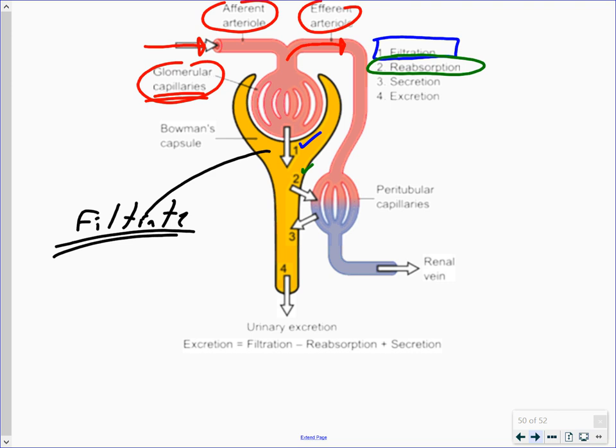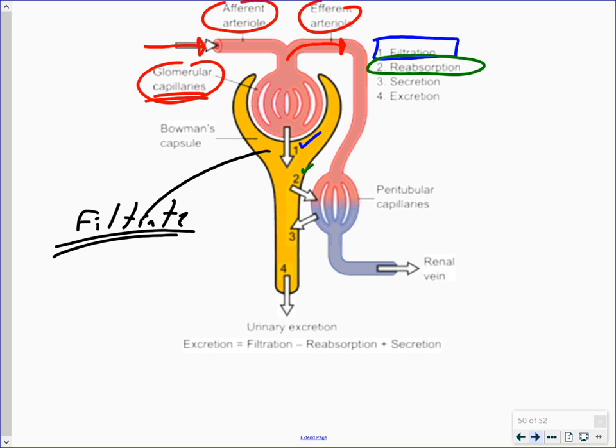As we'll see, reabsorption is necessary because there are a whole bunch of things that pass through Bowman's capsule that are actually quite useful, and we need to recover them. We need to return them to the blood. We don't want them to end up being excreted from the body as part of the urine.